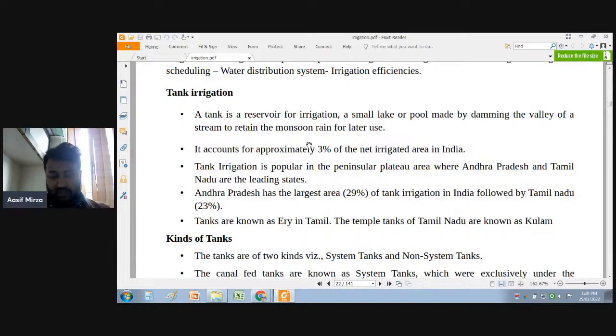So you can see here that tank irrigation is mostly adopted in particular regions like Andhra Pradesh. About 29% of the irrigation has been done in Andhra Pradesh through tank irrigation, and in Tamil Nadu, 23% of the irrigation is done through tank irrigation. So Andhra Pradesh and Tamil Nadu, which are peninsular areas, are the states that mostly adopt this method, tank irrigation.